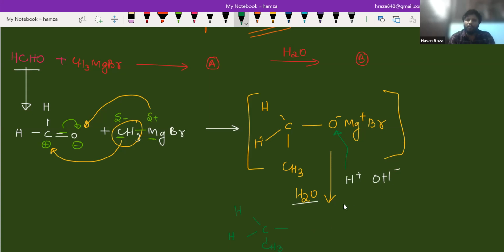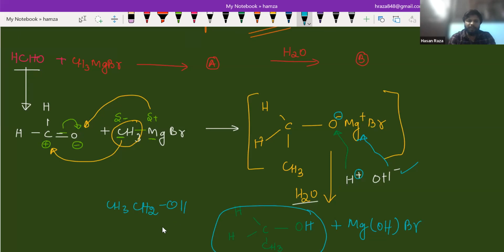And then this you can see O. Who will go to O? H. Now you can see this negative and positive will be cancelled, and this OH will go to the positive because this has negative charge, giving MgOH. And you can write this compound in a more specific way, that will be CH3CH2OH. Now what is the name of the product? That is ethanol.